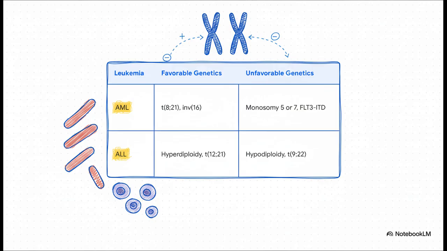So let's look at the bigger picture for prognosis. For AML, the good genetics include translocation (8;21) and inversion 16. The unfavorable markers, the bad guys, are things like an FLT3 mutation or losing chromosome 5 or 7. Now, for ALL, hyperdiploidy, which just means having extra chromosomes, that's a good sign. But hypodiploidy, having too few, or seeing that t(9;22) translocation, those are both unfavorable.